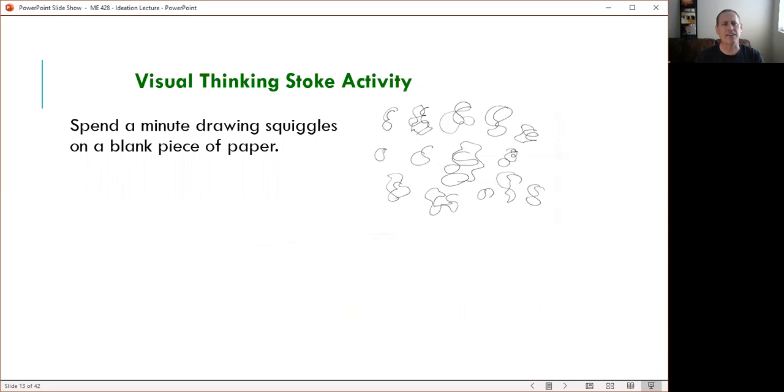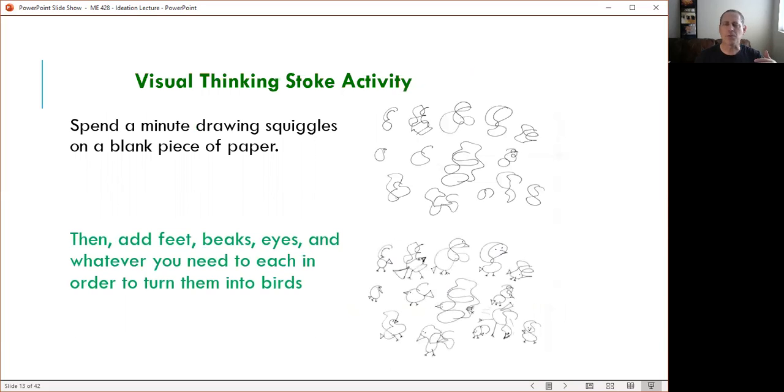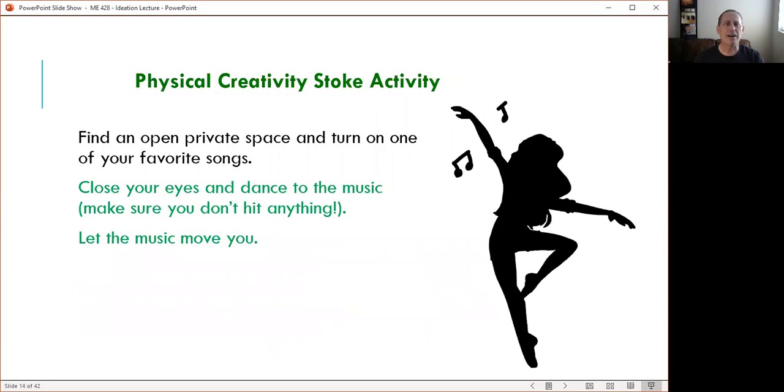Some individual stoking activities might be just fill a paper with some random squiggles, and then turn them into birds, or whatever you want. Turn them into something else. And this is engaging a part of your brain that maybe you don't use very often, thinking creatively about how to turn one thing into another. That's going to get you in the right frame of mind. Any sort of physical activity could be a stoke activity. Dancing is a common one. Dance as if no one can see you. Make sure you don't hit anything if you do that. This can be a great way for you to get yourself in the right frame of mind.